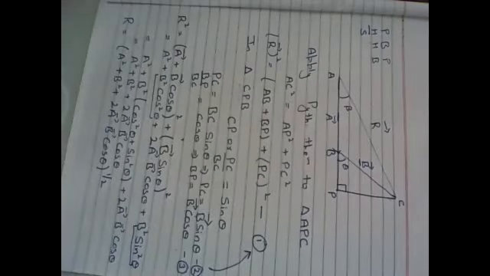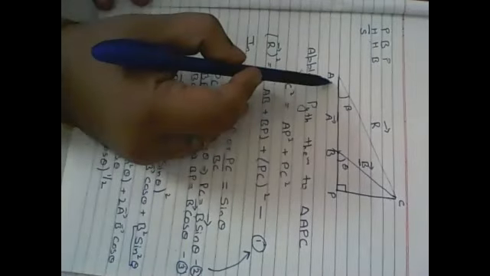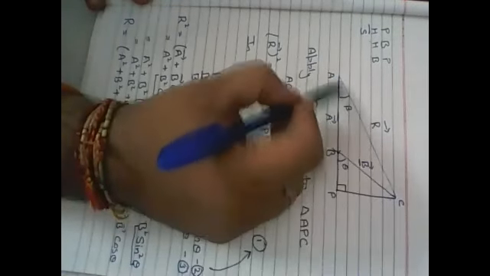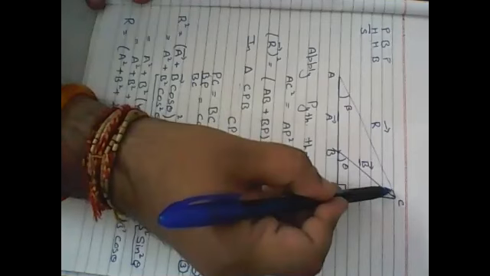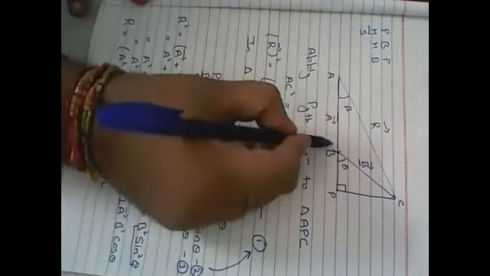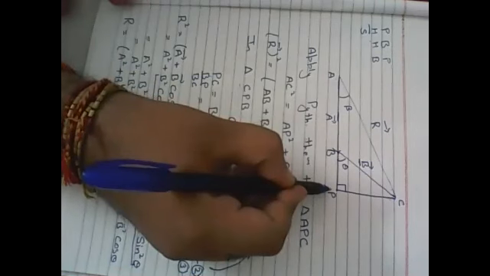Once again, please consider we have two vectors, say A vector and B vector. Then the resultant vector will be the third side of the triangle. To find out the value of R, draw a perpendicular from point C which meets AB produced at point P.